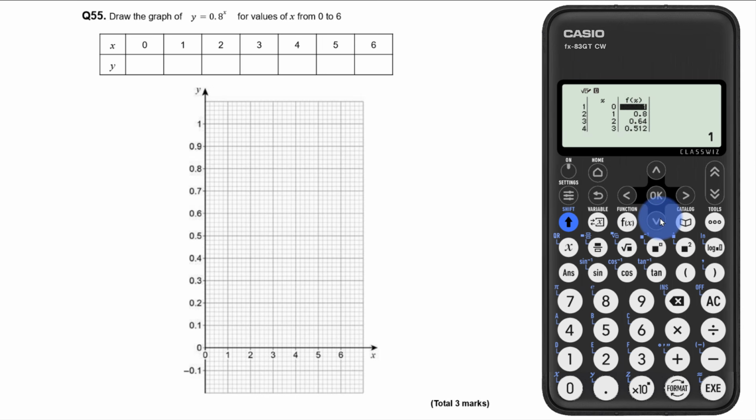So when x is 0, f of x is 1. When x is 1, I get 0.8. When x is 2, I get 0.64. When x is 3, I get 0.512. I'm going to round it off to 0.51, just stick with 2 decimal places. Next one is 0.41 to 2 decimal places, and then 0.33, and then finally 0.26.